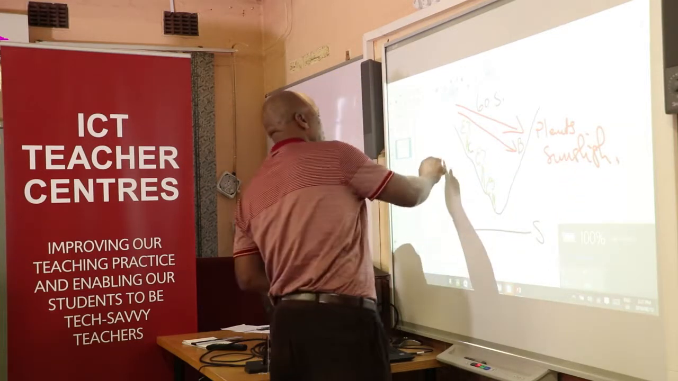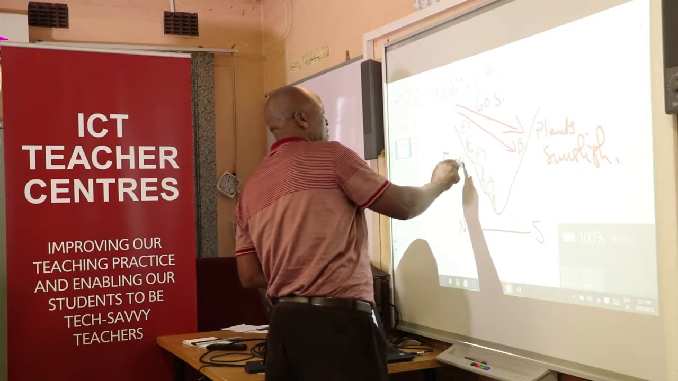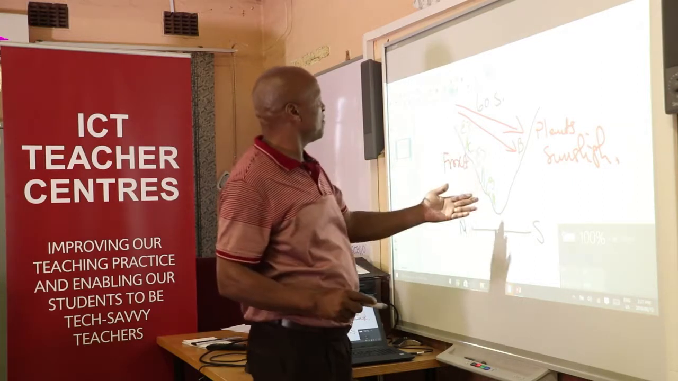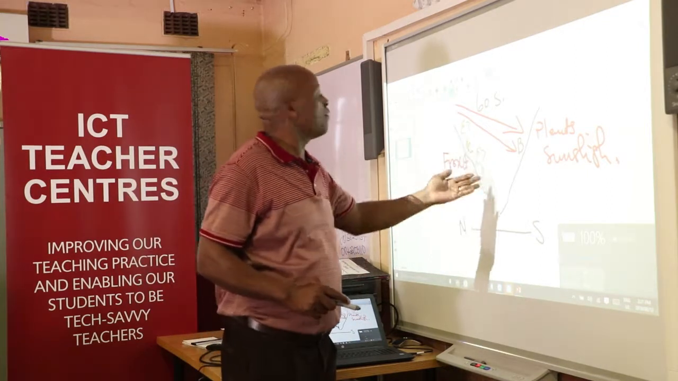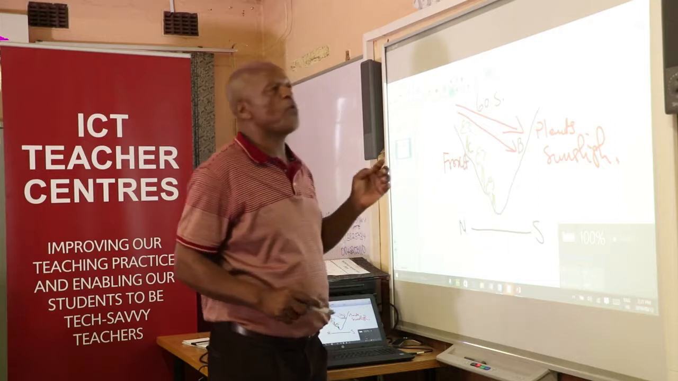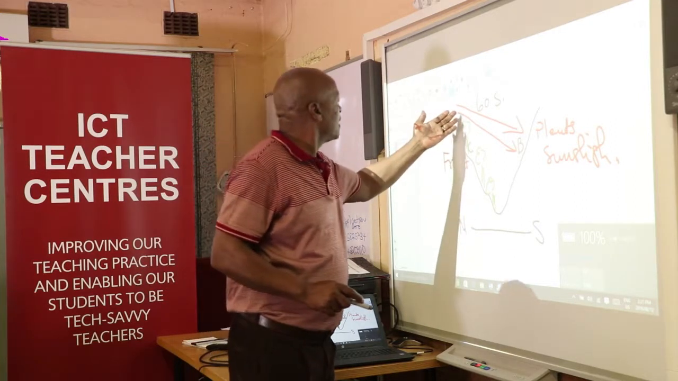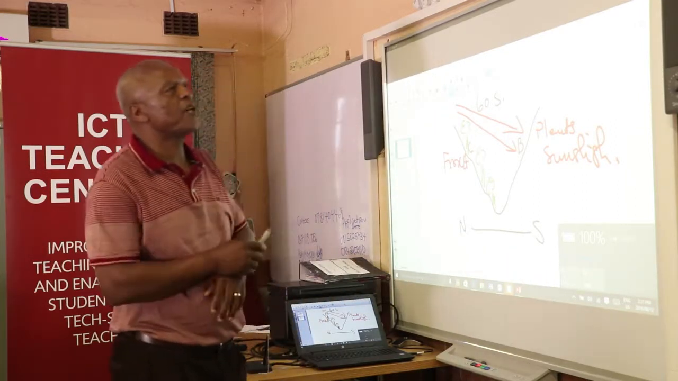So this one is suitable for the forest. Why is this one suitable for the forest? Because it's on the shadow side. Trees need a lot of water. And also the shadow, there is less evaporation that takes place.